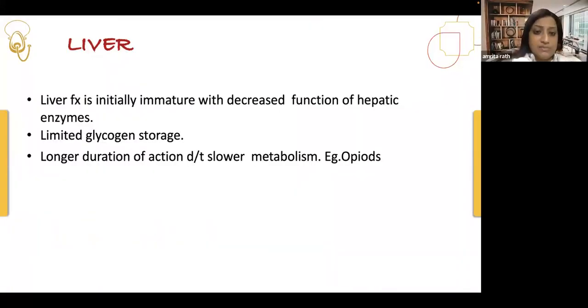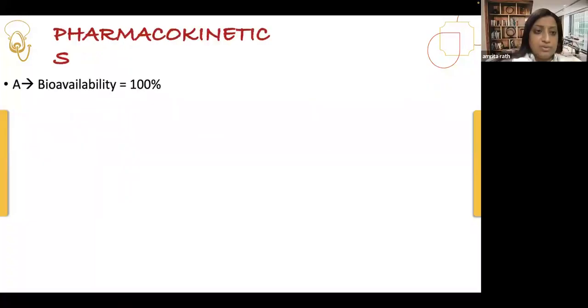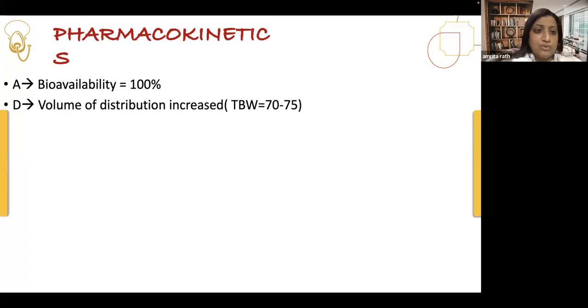L comes for liver. The liver is immature because the hepatic function and enzymes are less. They have a limited glycogen storage, so whatever drug you give stays for a longer time. How does pharmacokinetics happen? I remember it by ADME: absorption, distribution, metabolism, and excretion. Since we give most drugs IV, bioavailability is 100%. D is the volume of distribution. We have already seen the volume of distribution is high because the total body water is high. So when you give a loading dose of a water soluble drug like succinylcholine, you have to increase the dose of such drugs.